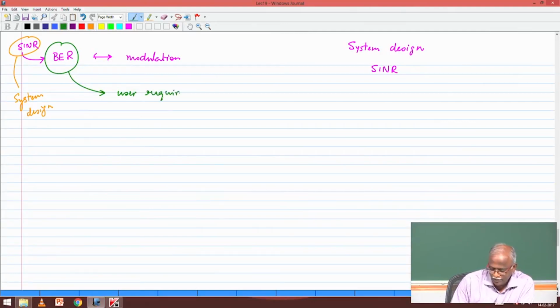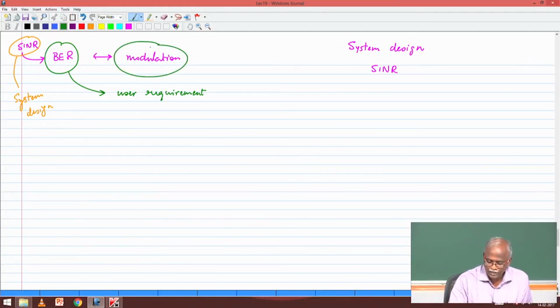User says I must have 1% BER or better. So there is a user requirement, or application requirement. There are two different entities that come in, and then you say, okay, this is the SINR I have from the system design, this is the BER I must achieve. So what is the modulation scheme that will satisfy it? So, the criteria for choosing a modulation.